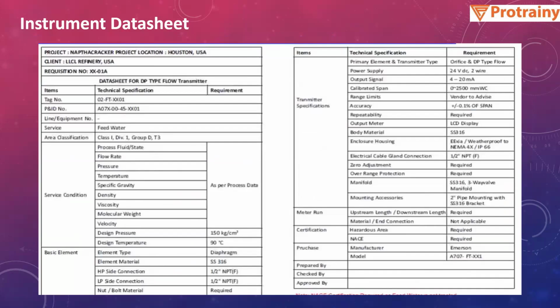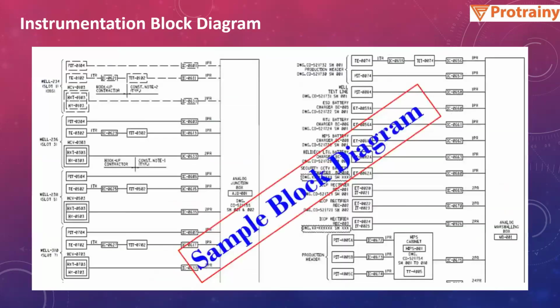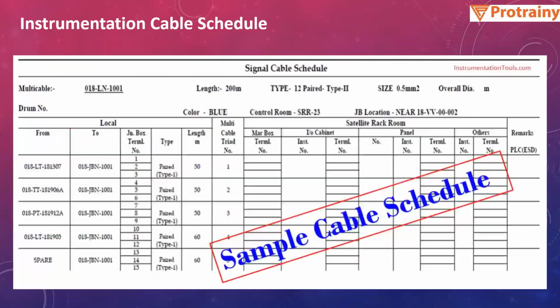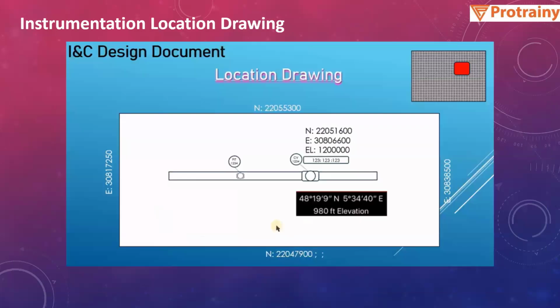This is also an instrument data sheet for DP type flow transmitter. This is instrument block diagram, instrument cable routing, instrument cable schedule list, then instrument location diagram. Like you can see, this is a pipe and where we need to place a particular instrument. Like here we have the control valve, and here we will be having some measuring instrument.